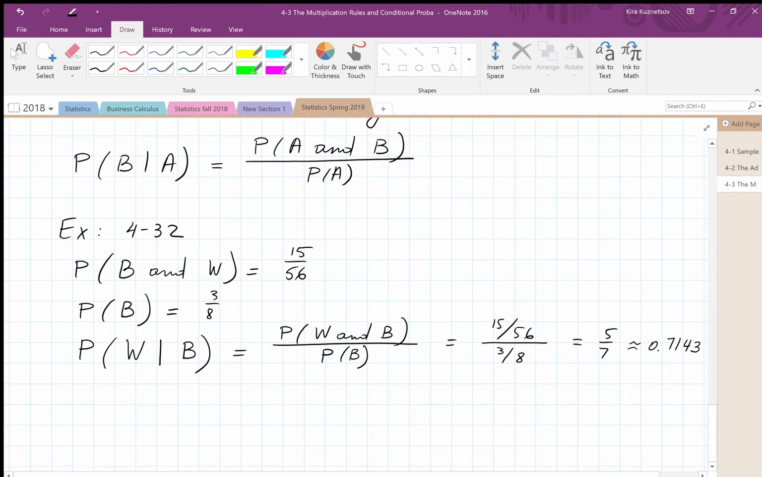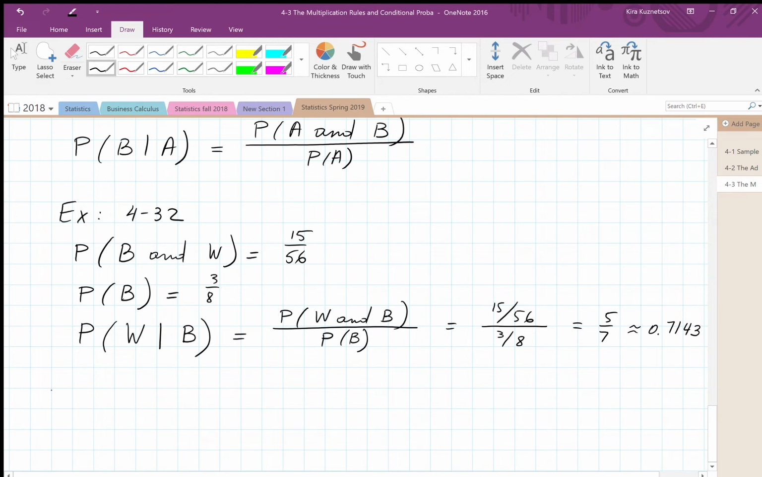Okay, great. So if the information is given to you using the notation, the best way is to approach the problem using formulas.